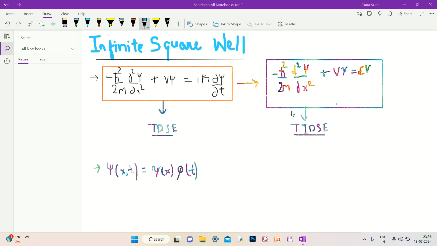And while solving this Schrodinger equation, which form will we choose? Generally, we will choose this particular form to solve this Schrodinger wave equation. So now let's move into the part of solving the Schrodinger wave equation.